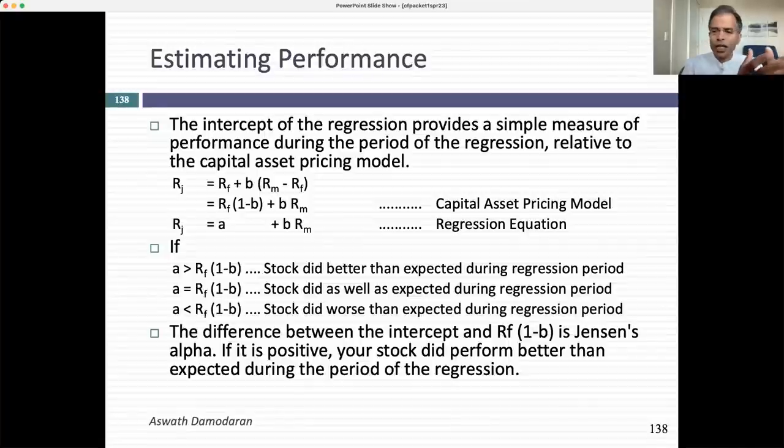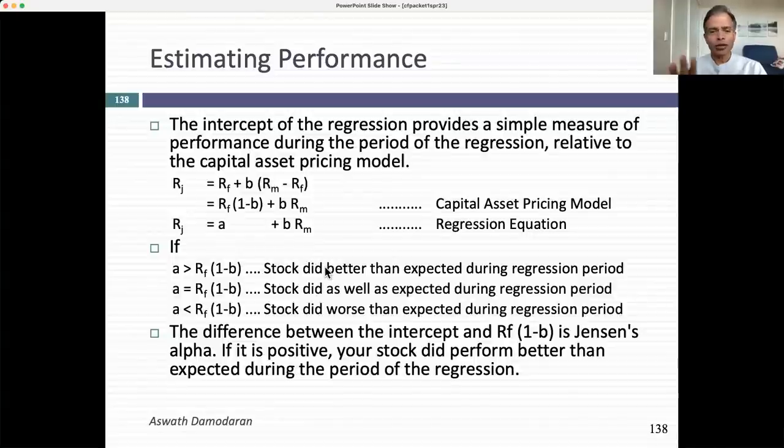So here's what you've done. You've taken returns on your stock and you've regressed them against returns on a market index. You get an intercept from the regression, right? From running the regression, it's a statistical output. But what you're trying to estimate is a beta from the CAPM, right? So let's go back to the original CAPM. The return on the stock is the risk-free rate plus beta times (RM minus RF). That's your equity risk premium, right?